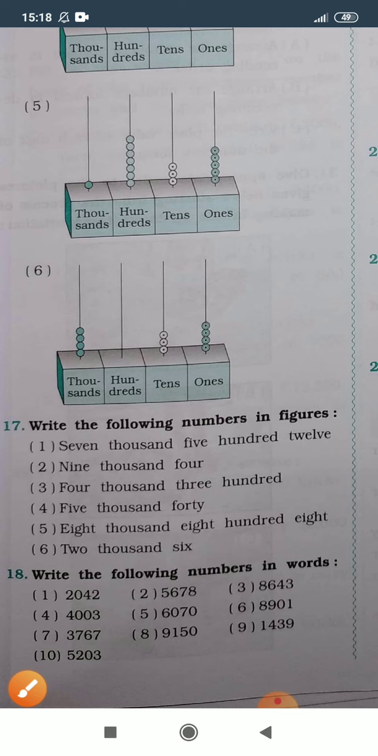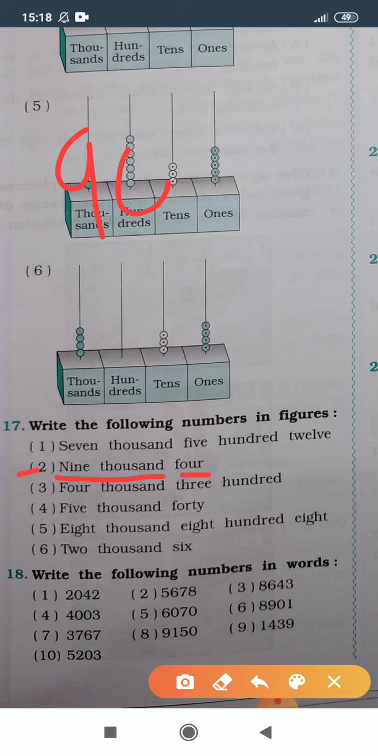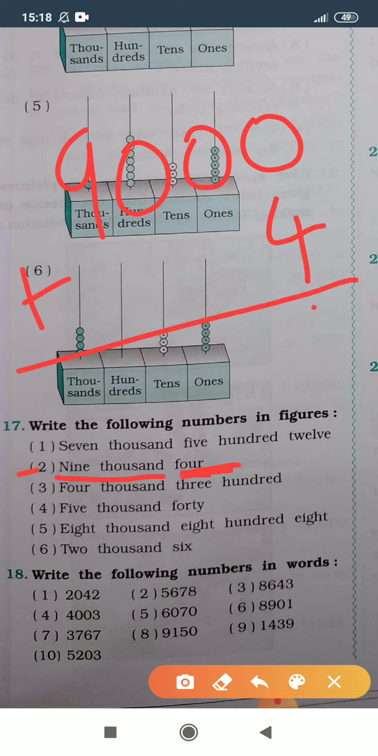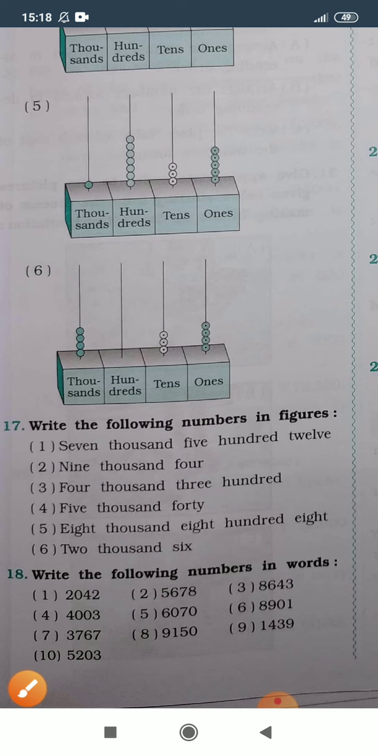Let's see question number 2, 9004. So we'll again distribute this word into two categories. First we'll write 9000 and 4 is alone, that means it is on ones place. So add these two numbers, 4009. So your answer is 9004.